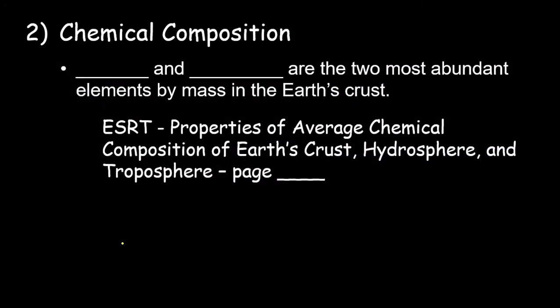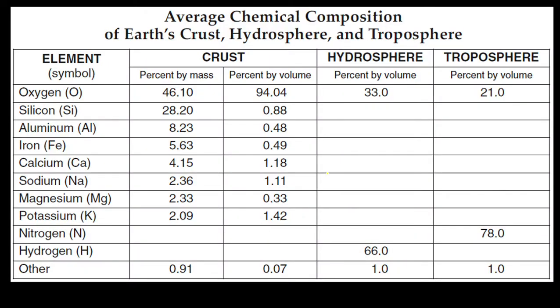All right, so the chemical composition, what a mineral is made of. Where we take a look at this, the average chemical composition of Earth's crust, hydrosphere, and troposphere. But for our purposes, we're just worried about the crust today. And this is going to be another chart in the reference tables. This is page 1. So if you take a look on your reference tables, on the front cover, on the bottom, here is that chart, the average chemical composition of the crust, hydrosphere, and troposphere. And again, we are only concerned in this case, right now at least, with the crust.